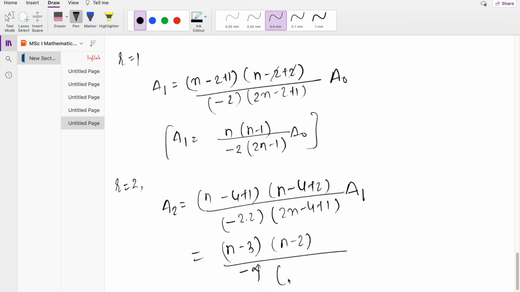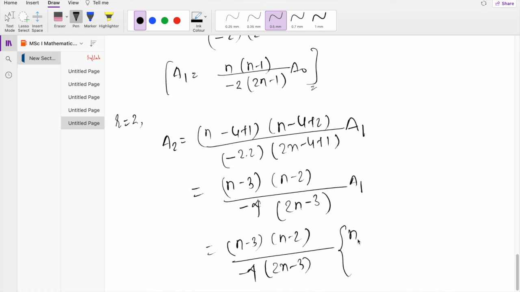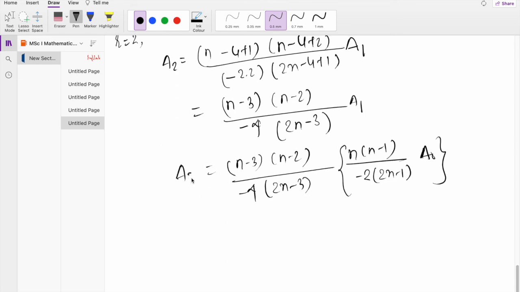Minus of 4 and 2n minus 3. What is a1? I know a1 in terms of a0. Substitute a1 here. So (n minus 3)(n minus 2) upon minus 4 of (2n minus 3), and a1 is (n minus 1) upon minus 2 (2n minus 1) multiple of a naught, in terms of a1. Just your final a2 becomes what?